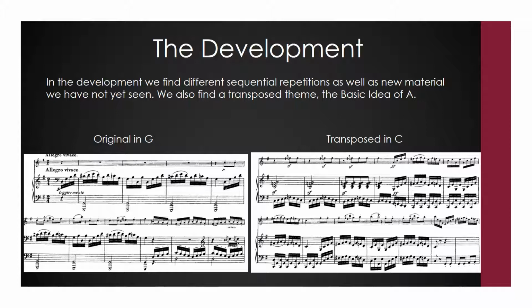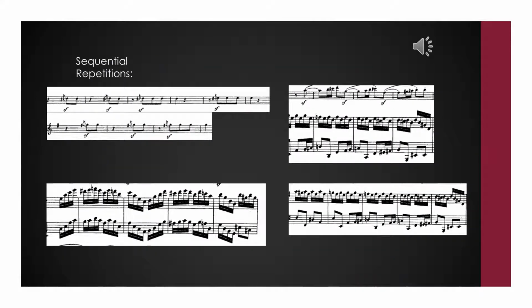In the development, we find different sequential repetitions as well as new material. And we also find the main theme from A, the basic idea, transposed in C instead of the original, which is in G. Okay, so I've got some of the sequential repetitions that happen throughout the development.